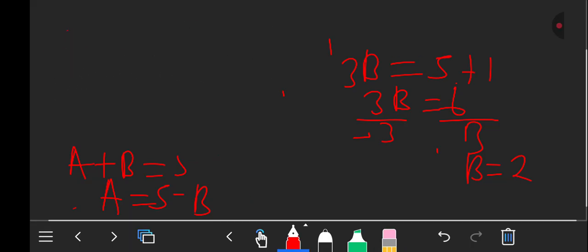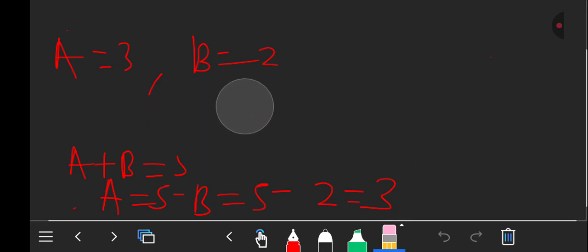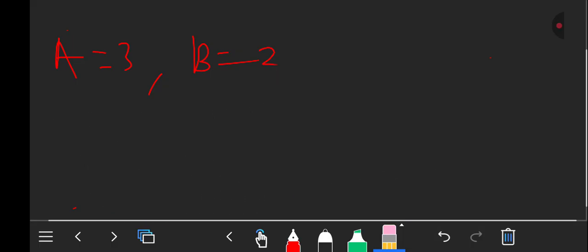So what will be my a? My a will now be equal to 5 minus b, which is 2. My a will be 3. So I have the values a is equal to 3, b is equal to 2, right? Then I can substitute in that partial fraction which I separated.